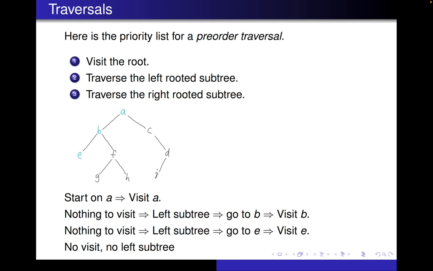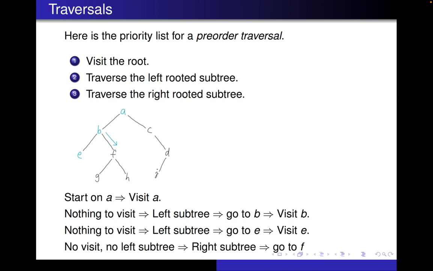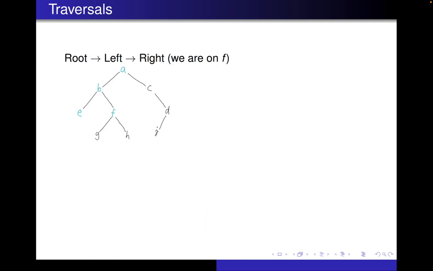So that means now we traverse the right subtree, and that is subtree F. Now that we're on F, we're going to visit it. We just visited F, so now we have nothing to visit. That means we have to move left to the subtree G. We're going to go to G and visit G. And now we've finished off subtree G.